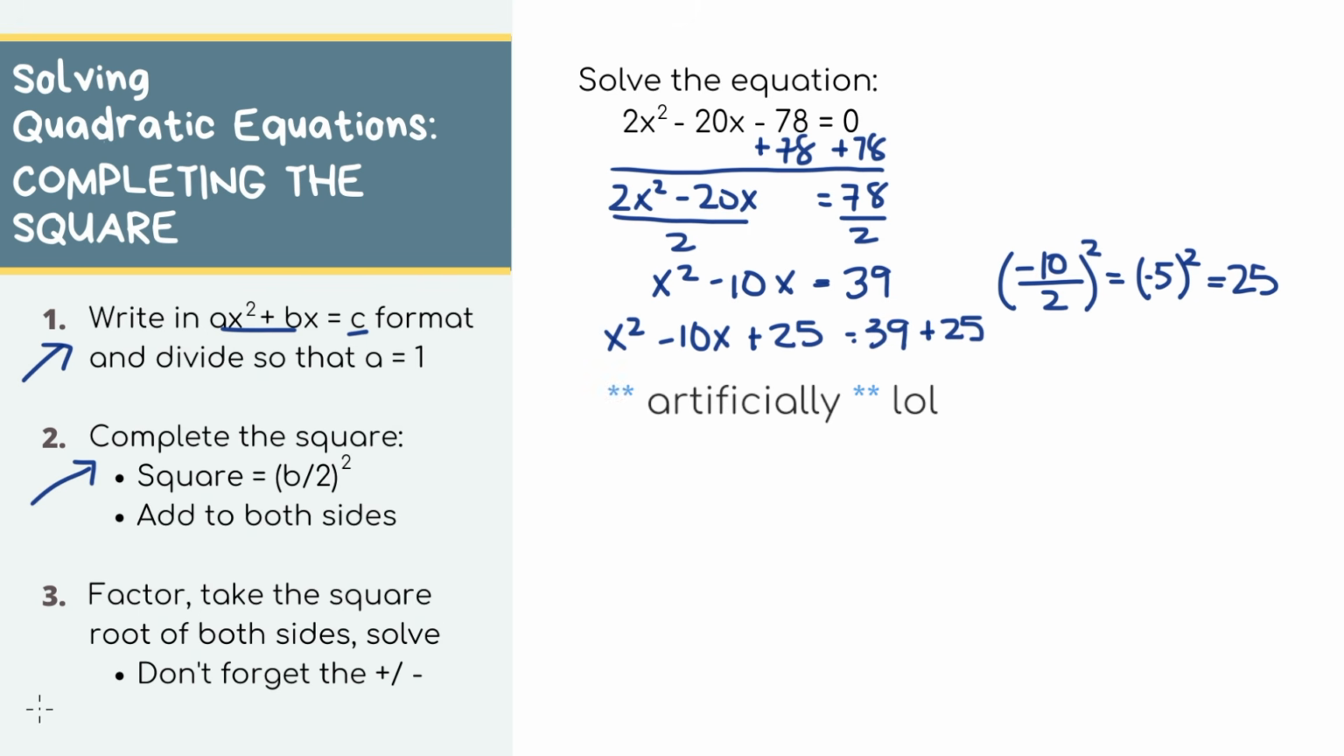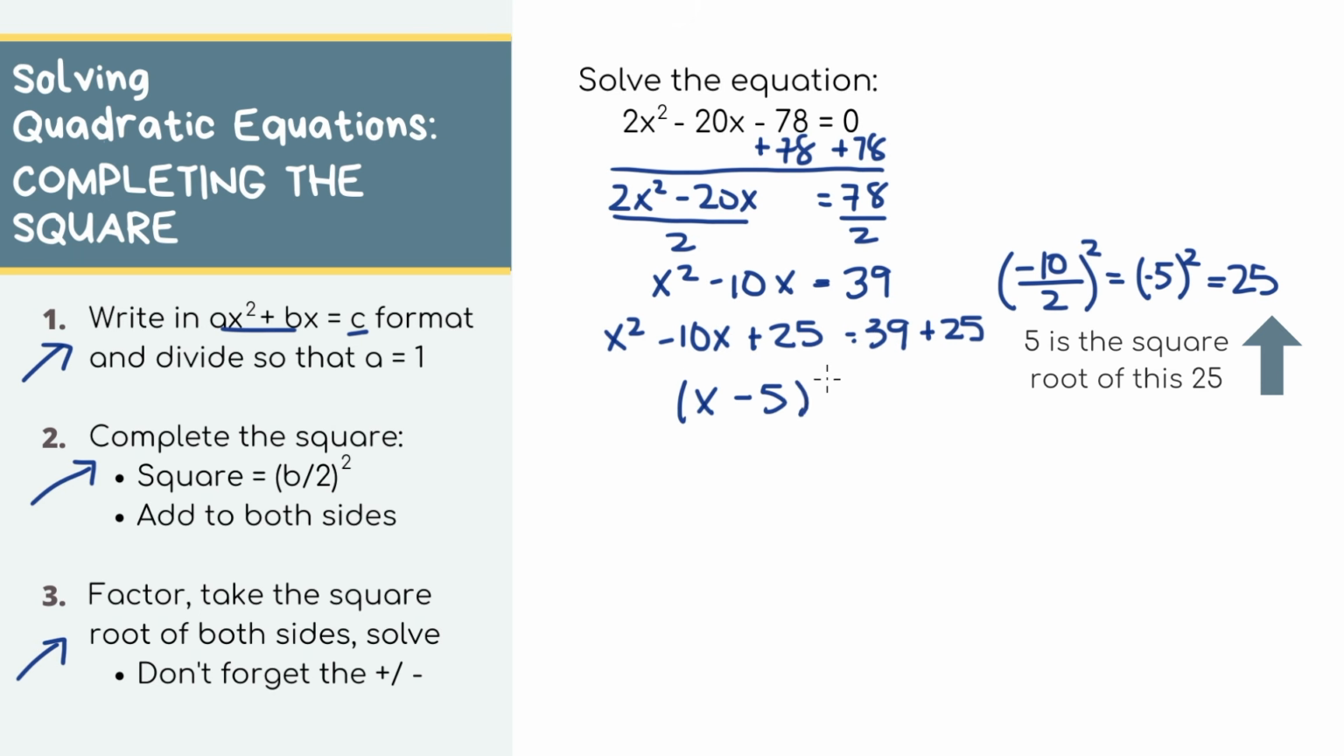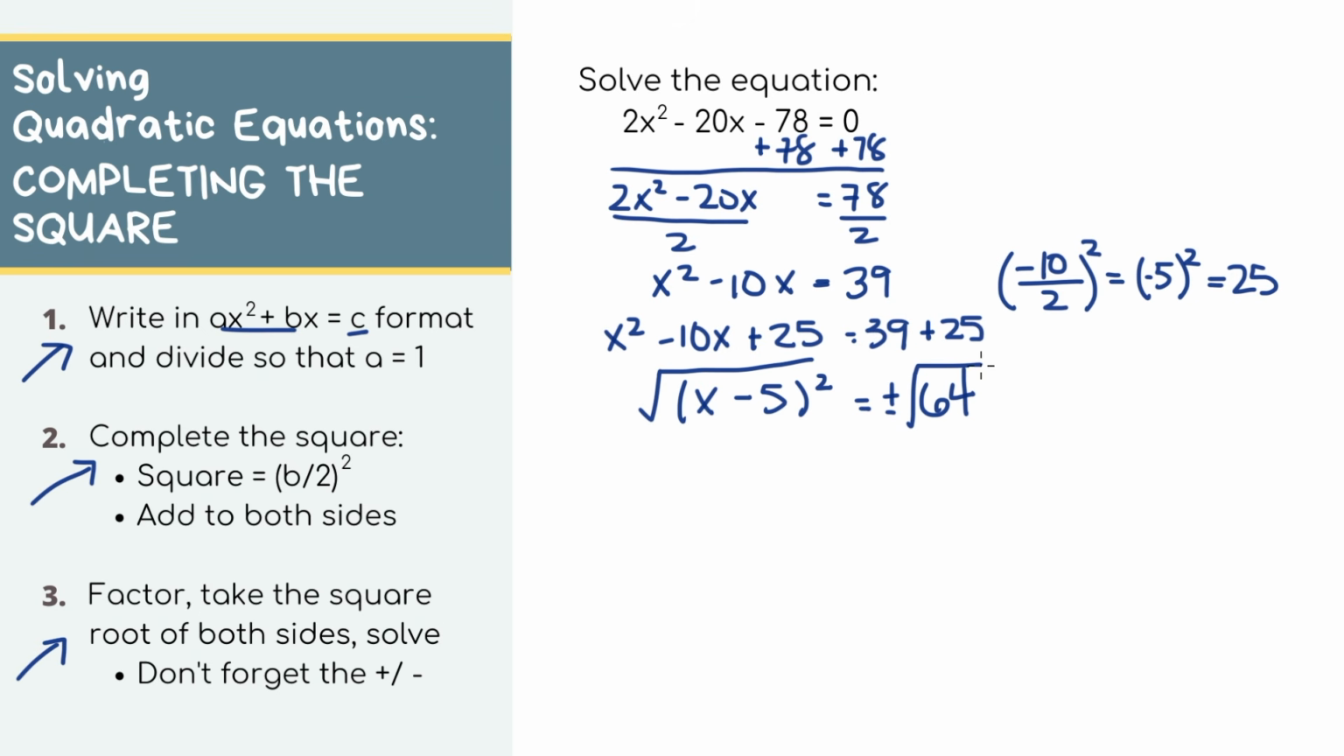We've basically now artificially manufactured a perfect square. And when you factor this, you'll notice that the left side is, surprise, a perfect square. In this case, x minus 5 squared. Now you can take the square root of both sides and solve. Again, don't forget the plus or minus like we talked about in our last couple methods.